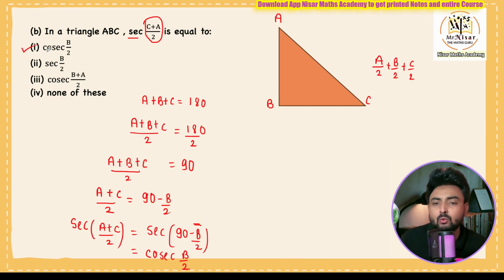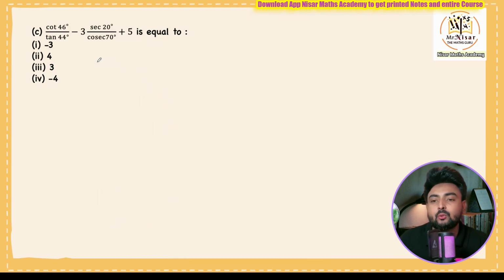Very simple question it was, and we have many questions of such type in our exercise. Let's move ahead. Yeah. So the next question we have is cot 46 upon tan 44 minus 3 sec 20 upon cosec 70 plus 5. Okay. So children, if I see this question carefully, we can see that this cot and tan are both complementary to each other. So either you convert cot or you convert tan. You should convert one here. So see, cot 46 simply means it is tan 44. So tan 44 will get cancelled.